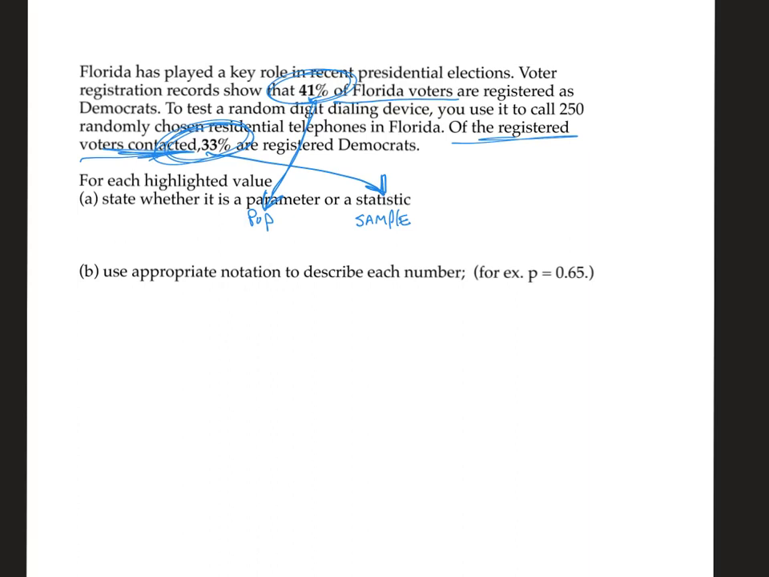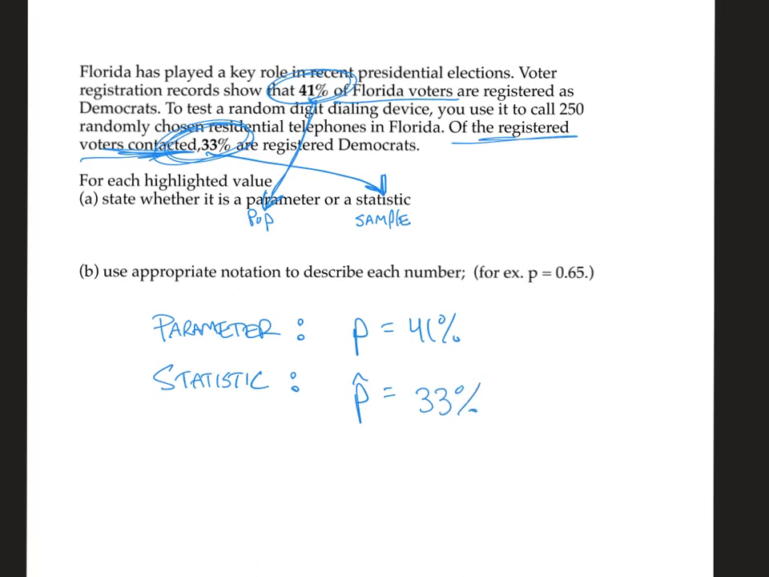And then use the appropriate notation to describe each number. So these are proportions. So our parameter would be our population proportion, which is P. So that would be the 41%. And our statistic would be our sample proportion, which is P hat. And the sample proportion was 33%. So being able to identify which is which and then use the correct symbols.